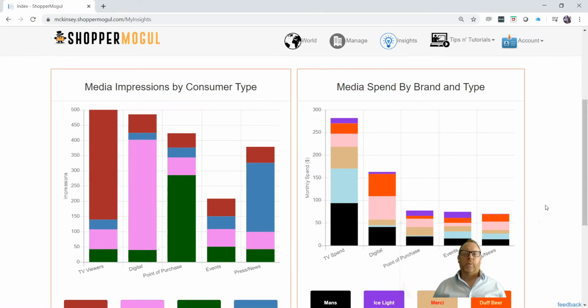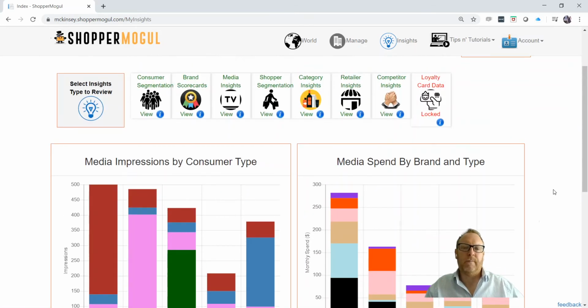Now, the way that awareness works in Shopper Mogul, much like the real world, is in order for people to be aware of you, you actually have to achieve cut-through. It's actually not very useful simply to show one advert once when other brands may be showing many more over many more different locations. So to get cut-through, it's really important that you actually seek to be one of the main communicating brands within the media type that you're focusing on.